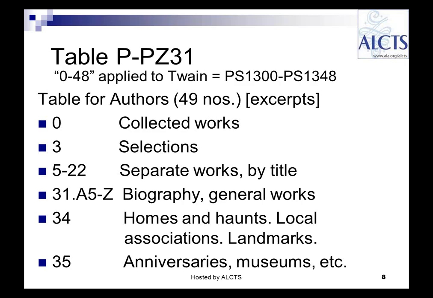So collected works of Twain would go under PS 1300, selections 1303, separate works by title 1305 through 1322, and then it goes on for general biography, more specific biographical subjects. And the table continues through number 48, and includes under criticism and interpretation, treatment and knowledge of specific subjects A through Z. So you can get very specific if you have an author with such a range of numbers.